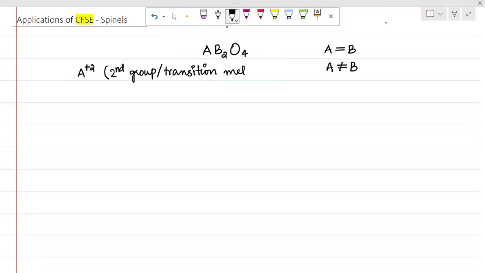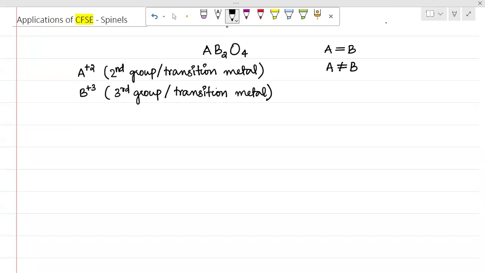And B, how many B's are there? There are 2 B's, which would be in +3 oxidation state, belonging to the third group, or it can be any transition metal. This is how it is, generally.